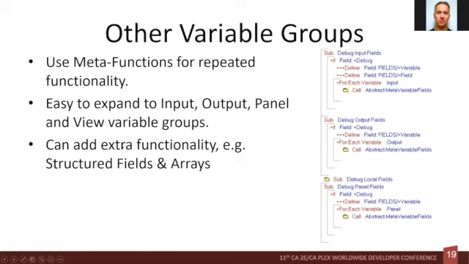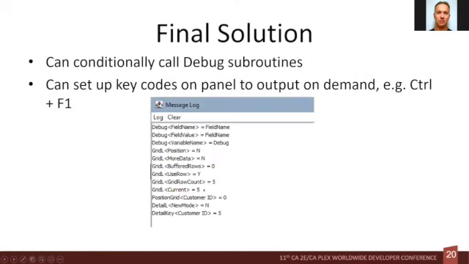And I've made it very simple, so I could add extra functionality to my meta function to include structured fields, arrays, etc. And then at runtime, maybe I might set up a key code in my function. So at any particular moment, I can press maybe Control F1, and it will output a message log with the values of the fields that I want to see. So just a very simple example there. Hopefully I'll encourage you to get involved with metacode.